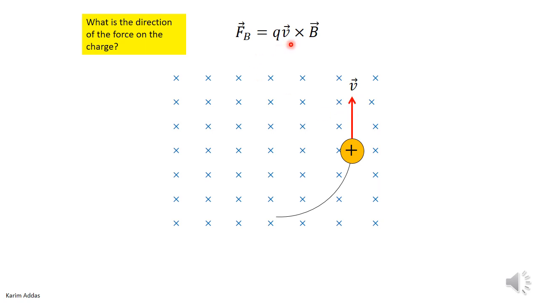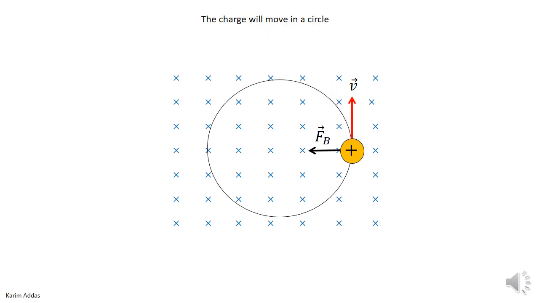So again, apply v cross b. Put your finger in the direction of v and curl towards b. The cross product will be to the left, and the charge is positive, so the force will be to the left. What will this force do when the velocity is upwards? It will try to make the charge curve this way. In the end, it will turn out that the charge will move on a circular path.